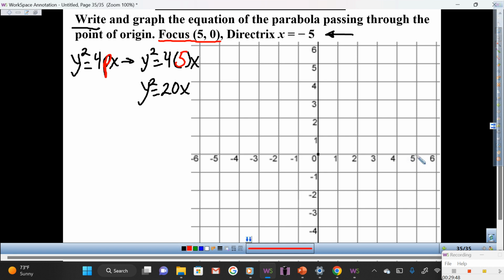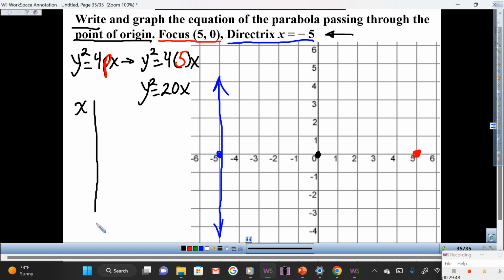Let's start with the focus, 5, 0 over here. That's our focus. Our directrix is x equals -5. There it is. And can you picture the midpoint between the two? Yes, right there. And they say it here again that it's going through the point of origin. All right. Get a table going.